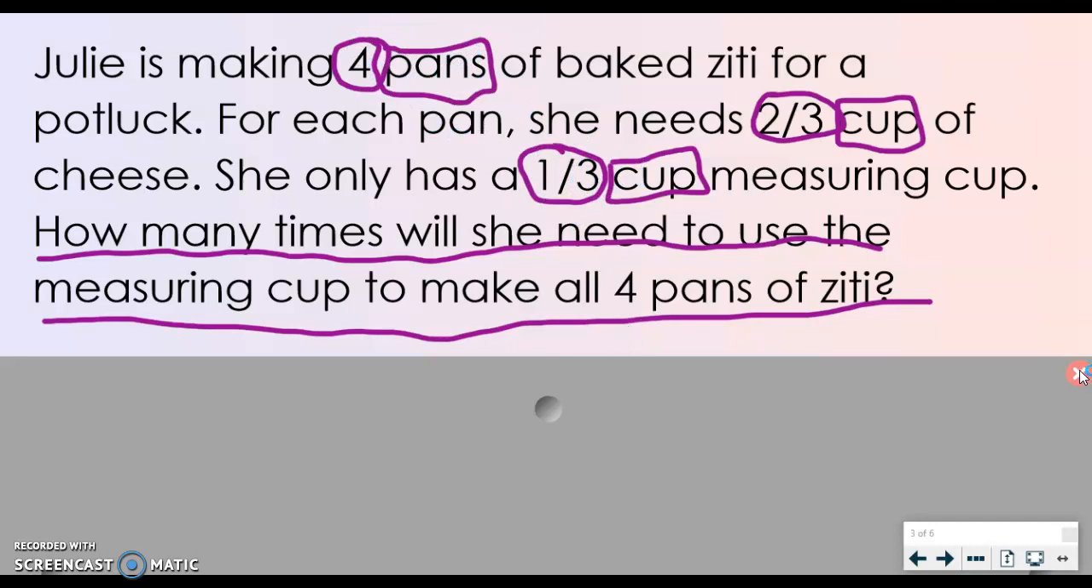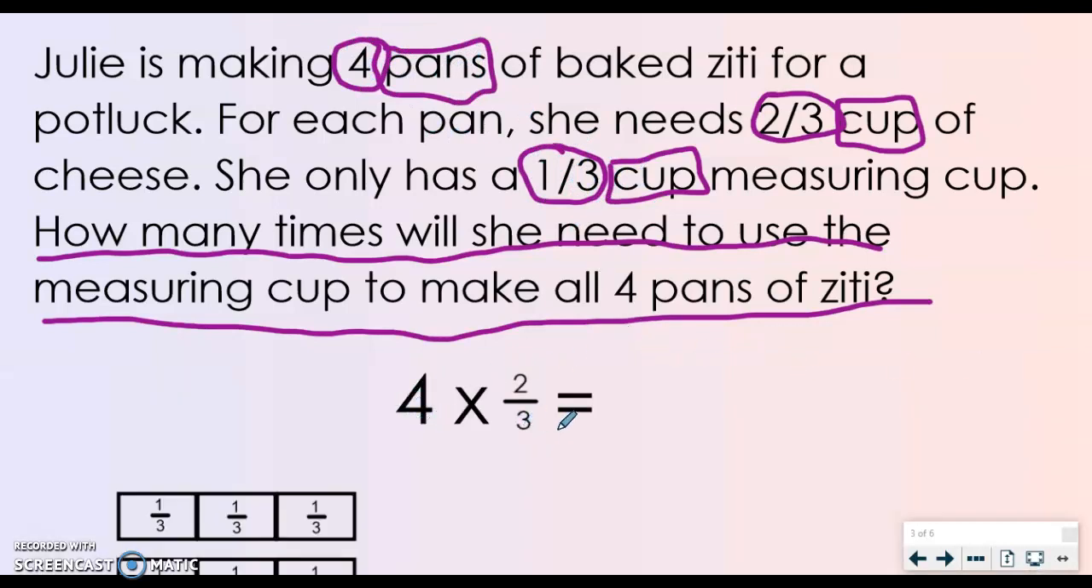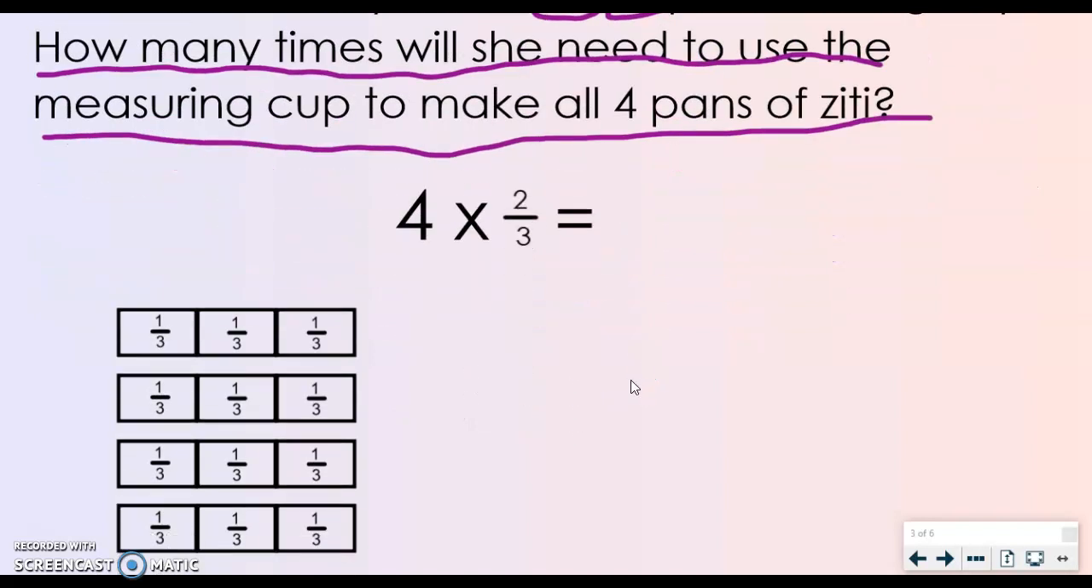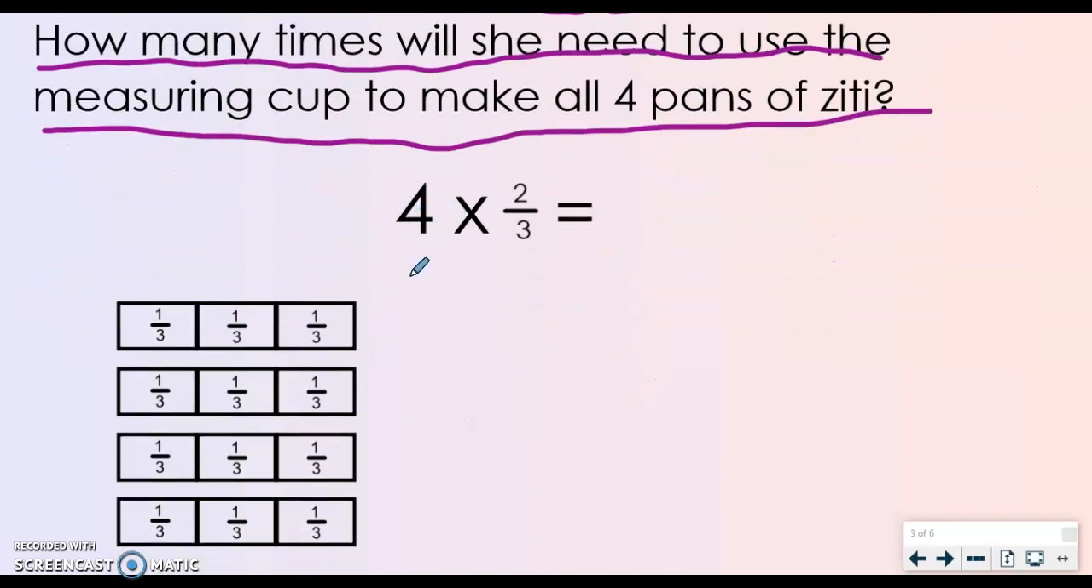So I've gone ahead and written out our equation here. This is a multiplication problem because obviously just doing 1 scoop of 1/3 of a cup of cheese is not going to be enough. So we're going to have to multiply the 2/3. Each pan requires 2/3 of a cup, and there are going to be 4 pans made altogether. So 4 times 2/3 is going to be our equation here.